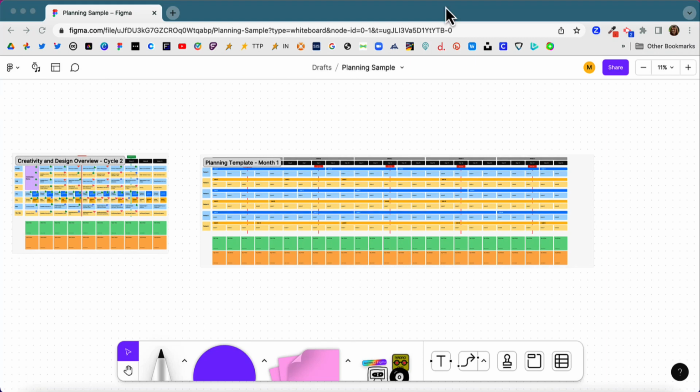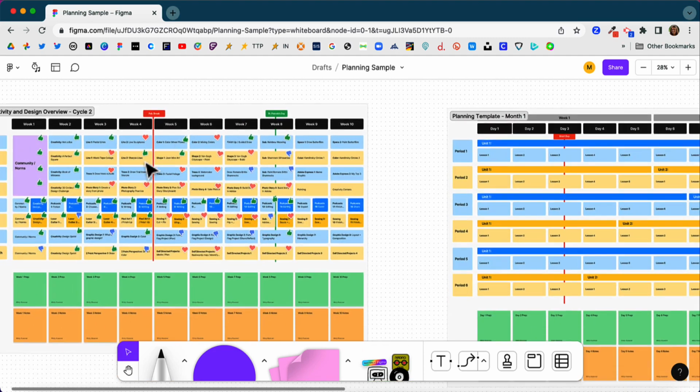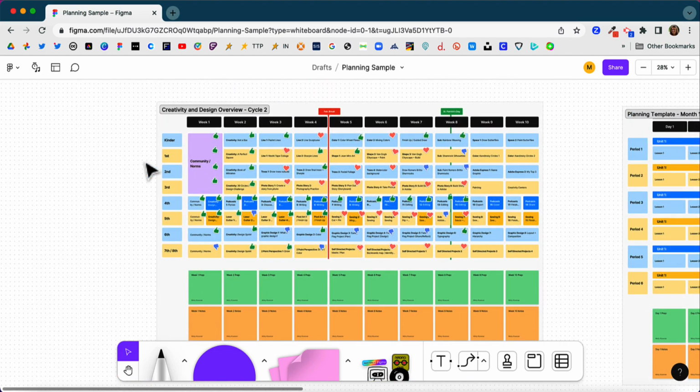Hey there! I wanted to share how I use Figjam for planning out my different units. Even though a lot of people think of Figjam as mostly a collaboration tool, it's also just a great way to organize your thoughts. So I'm going to share what I do with mine, and then I'm going to show you the template that I created.